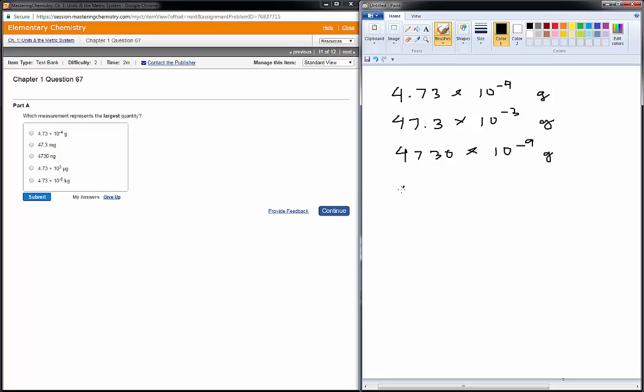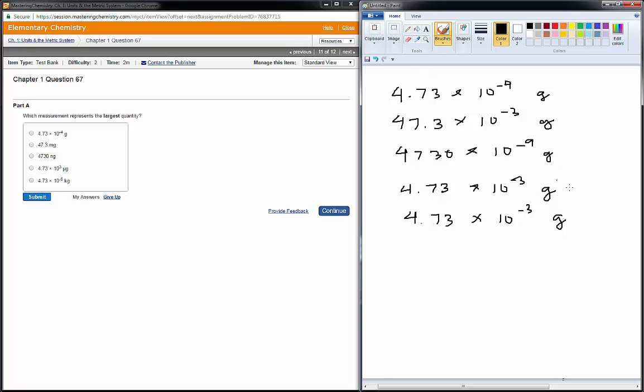And then we've got 4.73. Micro is times 10 to the negative 6th. So 10 to the negative 6 times 10 to the third is 10 to the negative 3 grams. And then kilo is 10 to the third. So 10 to the third times 10 to the negative 6 gives me 10 to the negative third, because you add those up. So again, 4.73 times 10 to the negative 3 grams.